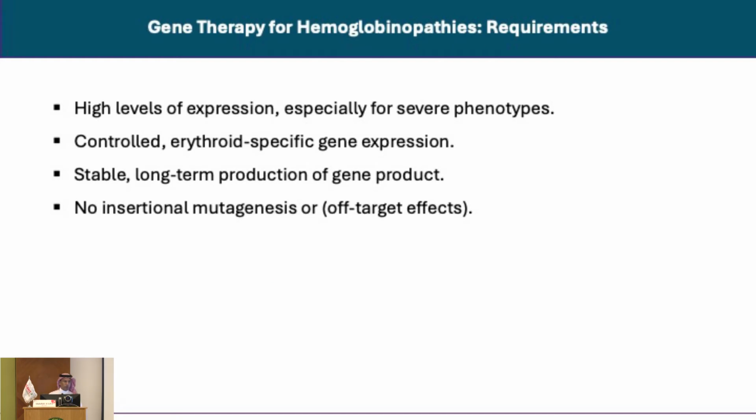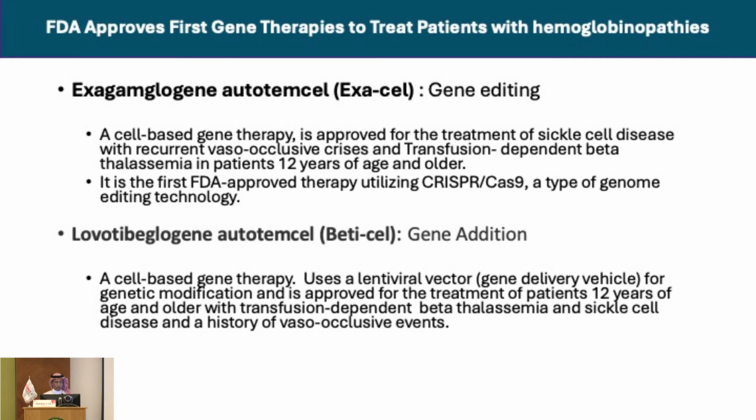So if we are to select an ideal gene therapy, what are the requirements? You need a high level of expression, especially if you have a severe phenotype, for example, like severe beta thalassemia. You have to have controlled erythroid-specific gene expression. You need to have stable long-term production of the gene product, and to avoid insertional mutagenesis or what is called off-target effects, because they can have deleterious effects.